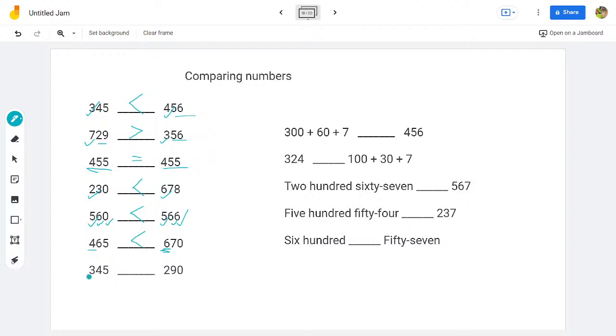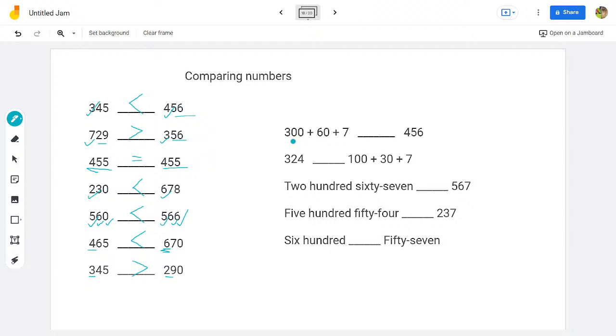Let's move to the last one, 3 and 2. Now here 3 is more than 2, which means 345 is more than 290. Here we would use the more than symbol. So we are done with comparing basic numbers. Now let's come to a bit tricky questions.